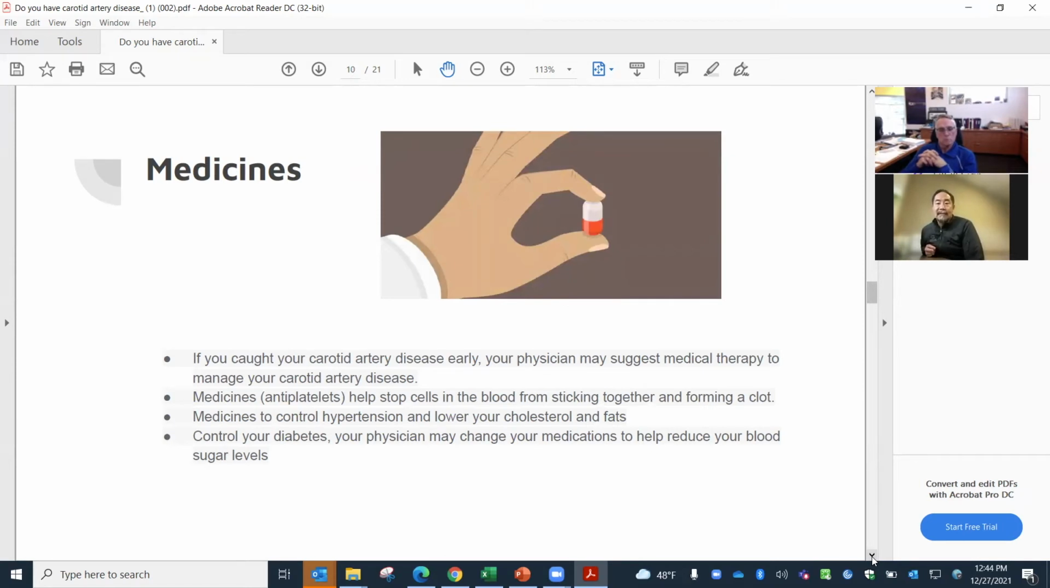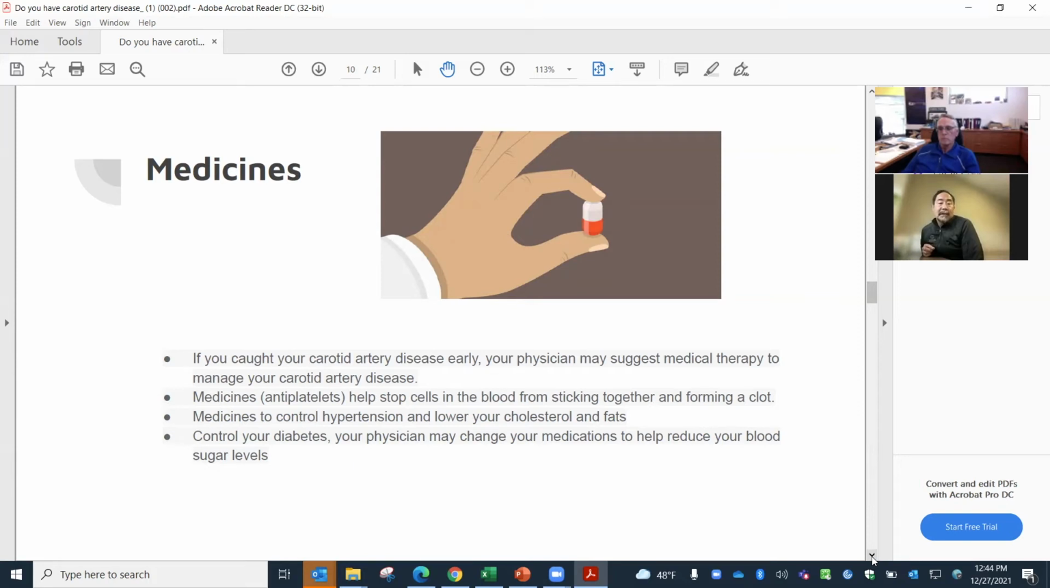So if your carotid disease is found early, your physician may suggest medical therapy to manage this plaque and prevent it from progressing and prevent it from fragmenting and traveling to the brain. Medicines, specifically what we call antiplatelets. It's a type of blood thinner like aspirin. There are other brands of drugs out there called Plavix. These are antiplatelets, which help stop cells in the blood from sticking together and forming a small clot on that blocked artery, and keep it from breaking off and traveling to the brain.